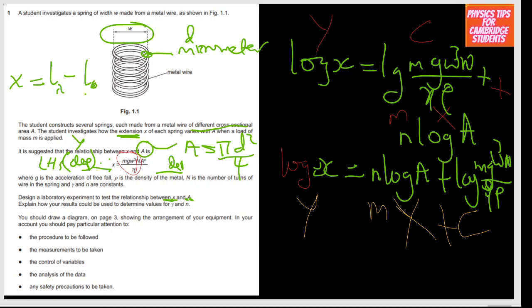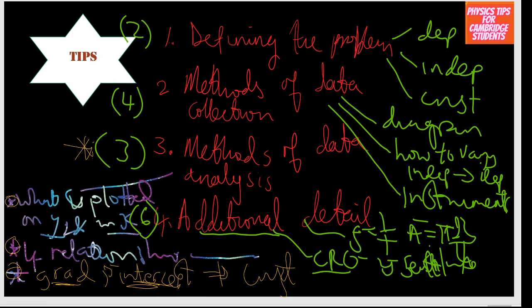Right, so moving on. So I said the very first thing that you need to talk about or to address is the diagram. Okay, so on methods of data collection, first of all, we have to define the problem. What is x? What is dependent, independent, and the constant variable? So your independent variable here becomes the cross-sectional area.